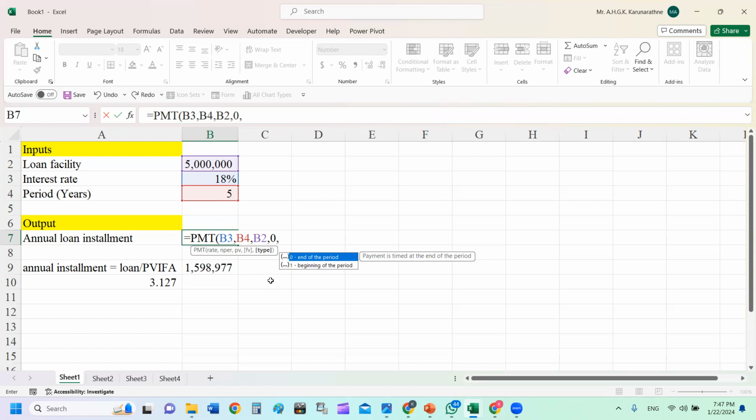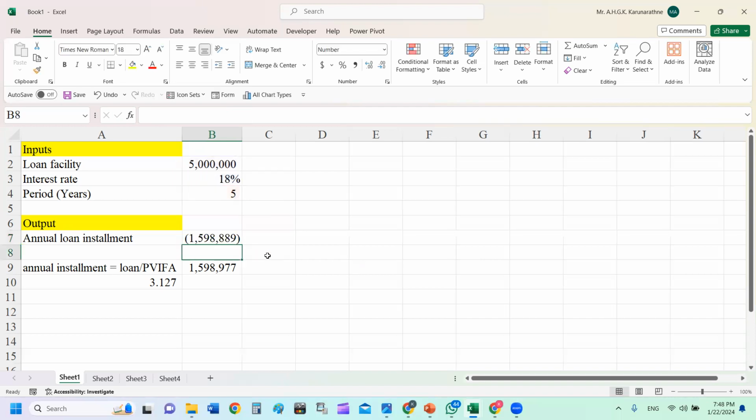Then the final syntax is type. Type means whether you are repaying your loan at the beginning or the end of each year. Generally in a loan scenario, you borrow today and start repayment at the end of each year or month, in most cases. If it is paid at the end of the period, you can put 0. We put in all the required information, then hit enter. You can see we got the same answer.